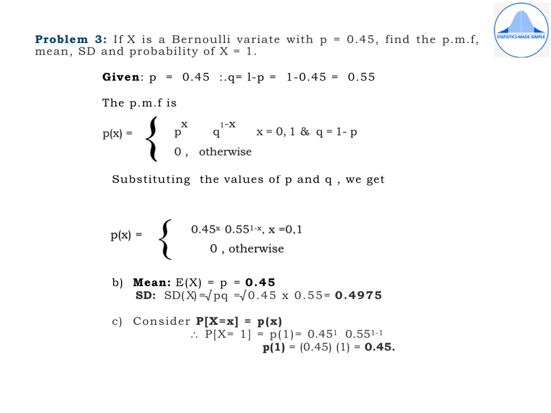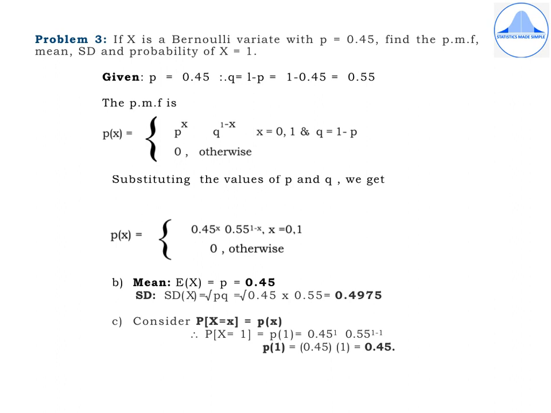The first part of the question is the PMF. So write the general format, which is p of x equal to p to the power x, q to the power 1 minus x, x equal to 0, 1 and q is equal to 1 minus p. The next line, write 0 otherwise. Now substitute the values of p and q in the above PMF, which will result in the PMF being p of x equal to 0.45 to the power x, 0.55 to the power 1 minus x, x takes the values 0, 1 and then in the next line write 0 otherwise.